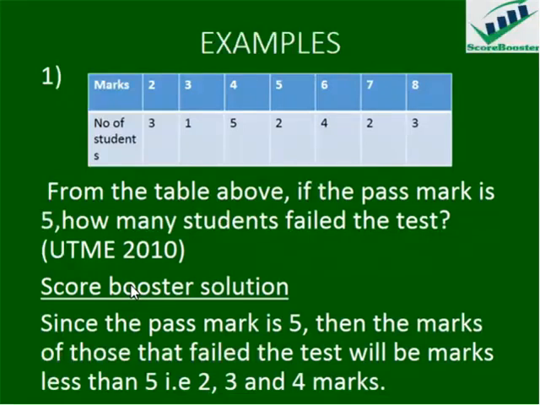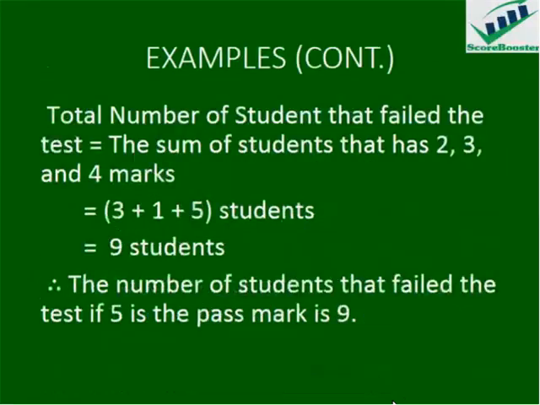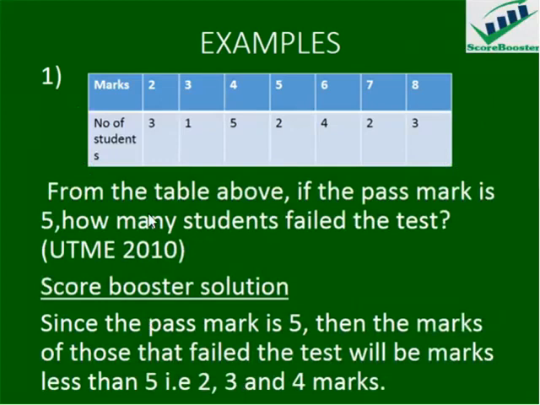So score booster solution. Since 5 is the pass mark, then the marks of those that failed the test will be the marks less than 5. That is 2 marks, 3 marks, and 4 marks. So now we calculate the total number of students that failed, which will be the sum of students that has 2, 3, and 4 marks. So the number of students that has 2 marks is 3. The number of students that have 3 marks is 1. And the number of students that had 4 marks is 5.